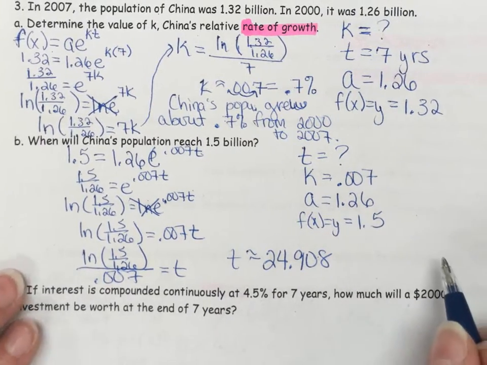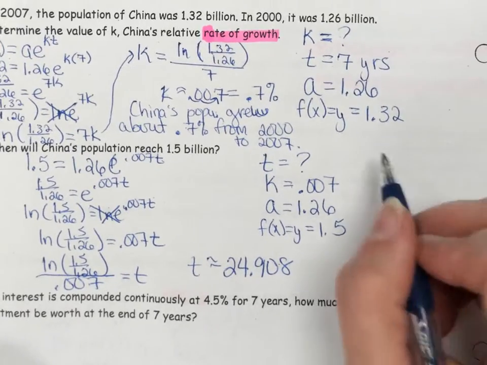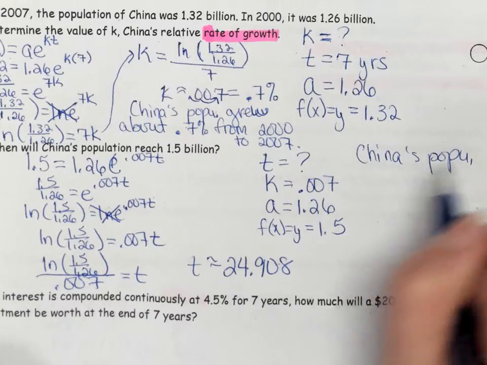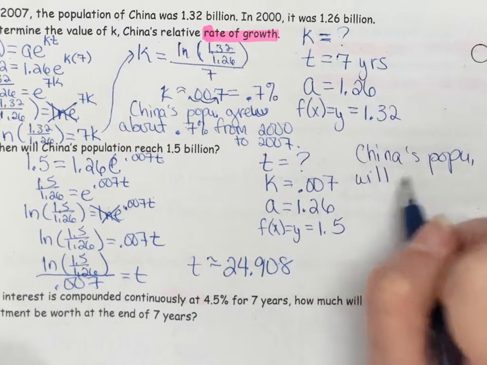Okay, so let's write a sentence. What can we say? China's population will reach 1.5 billion people in about 25 years. Very good.